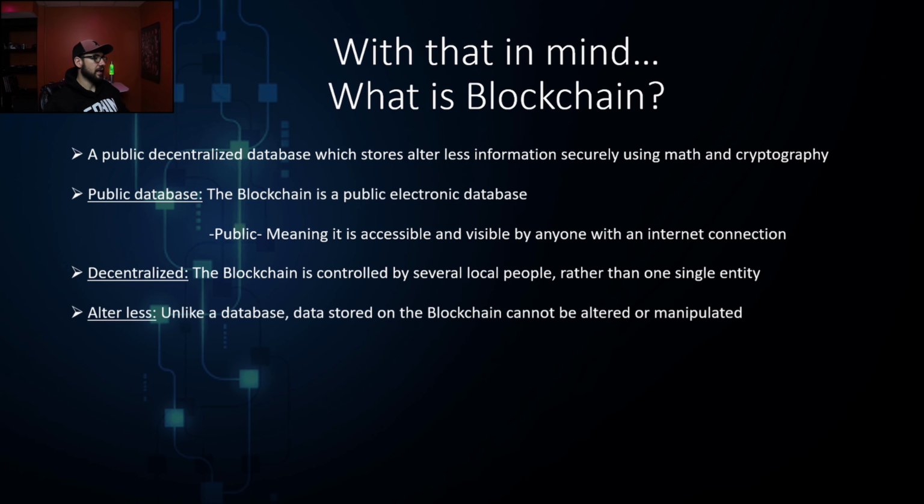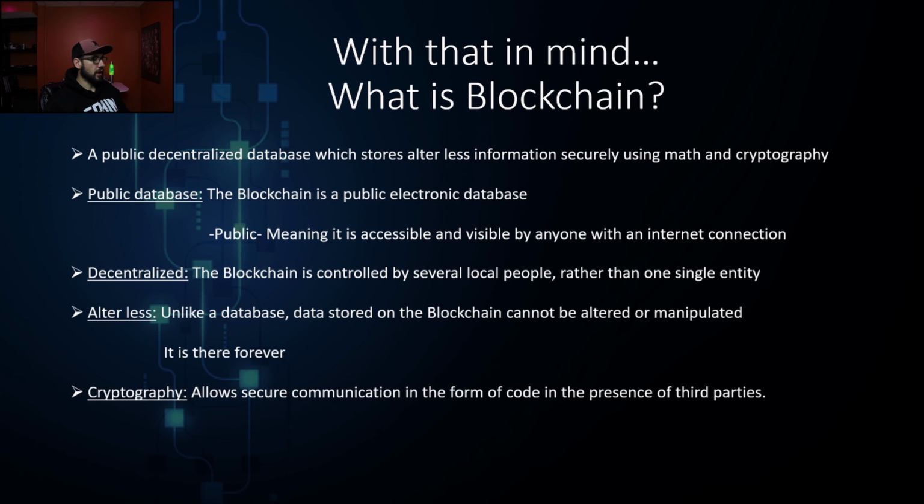It is alterless. Unlike a database, data stored on the blockchain cannot be altered or manipulated. It is there forever. Cryptography allows secure communication in the form of code in the presence of third parties, so this just makes transactions and things stored on the blockchain secure. So hopefully this makes a little more sense for you guys. It is a public database, so this means you need an internet connection. It is decentralized, so it's controlled by local people. It stores alterless information, so things on it cannot be changed or manipulated. And it is very secure because it uses cryptography.